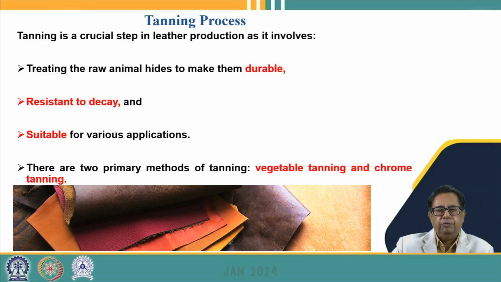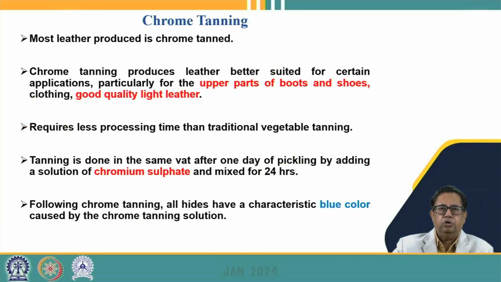Here we can have two types of tanning. For example, we can have vegetable tanning and chrome tanning. We'll discuss vegetable tanning and chrome tanning one by one. So let us start with the chrome tanning process, and most of the leather which is produced, which is of very good quality, is mostly chrome tanned. That is, we use chromium 3 solutions so that we can tan the leather.